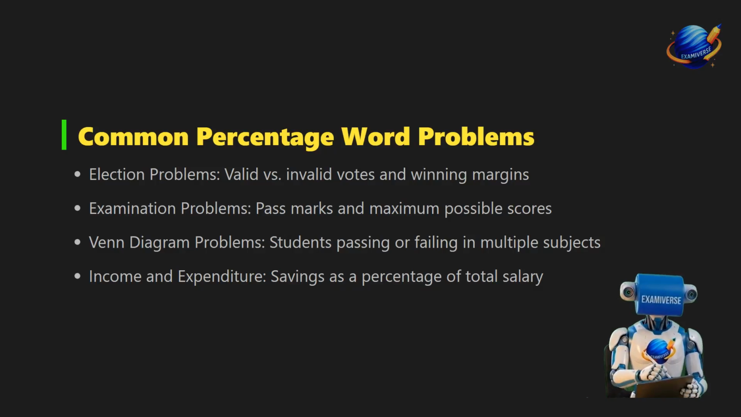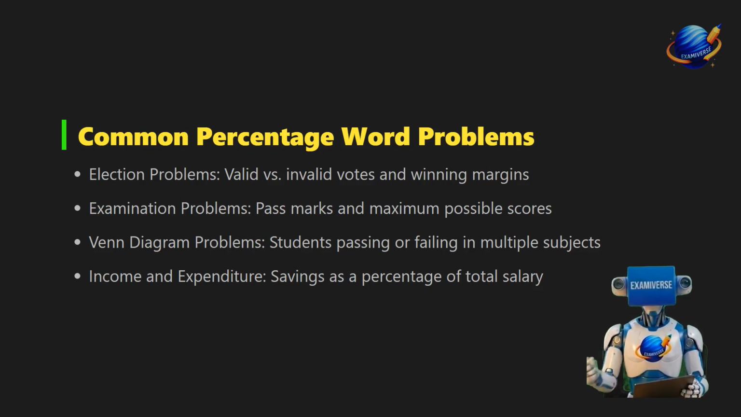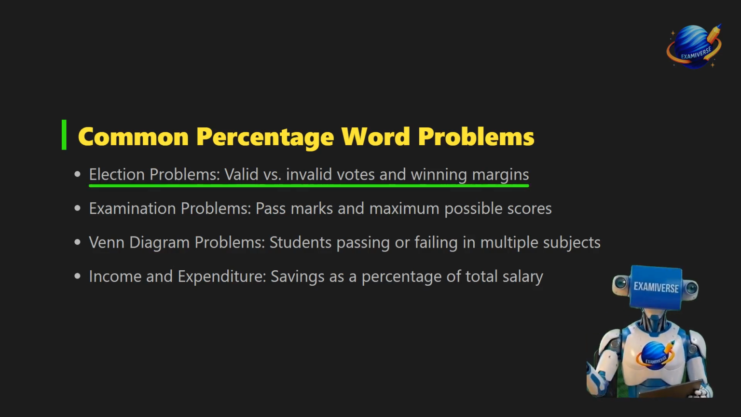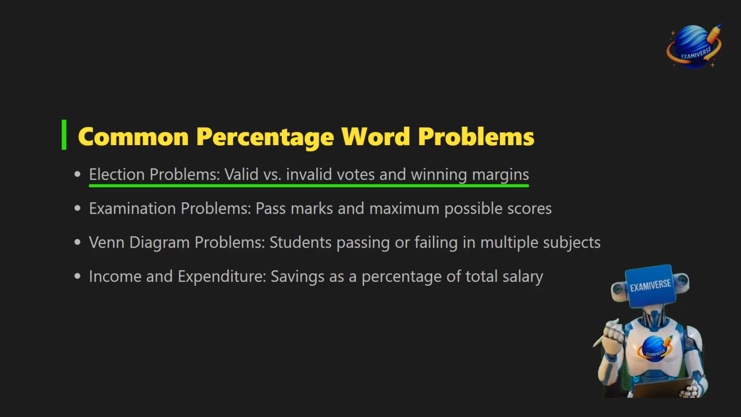To wrap up our conceptual understanding, let's look at the specific types of word problems examiners love to test. You will frequently encounter election problems, where you must calculate the total number of voters based on valid versus invalid votes and the winning candidate's margin. The trick here is to always assume the total voting list is 100%.